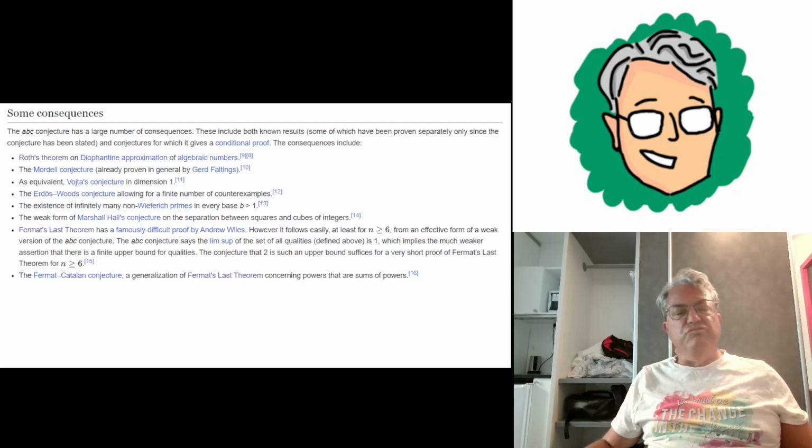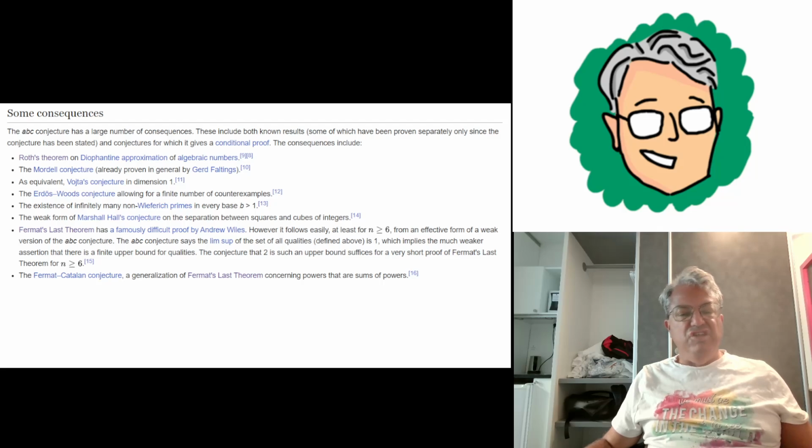And then it would also provide a much simpler proof of Fermat's last theorem. I think you guys know that Andrew Wiles proved Fermat's last theorem in 1995, but his proof is extremely complicated. It's a 129-page proof involving some very complicated math I don't even understand, algebraic geometry. And finally, another consequence would be the Fermat-Catalan conjecture, which is a generalization of Fermat's last theorem.